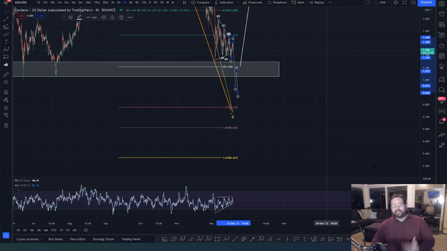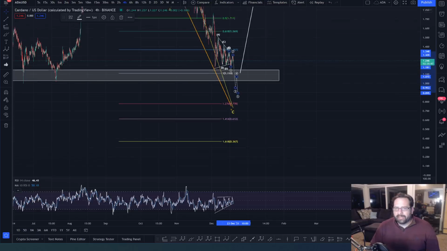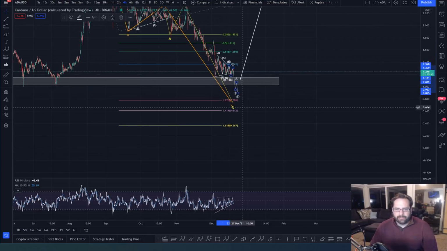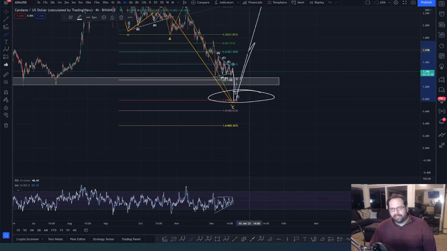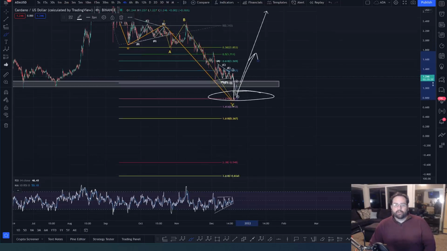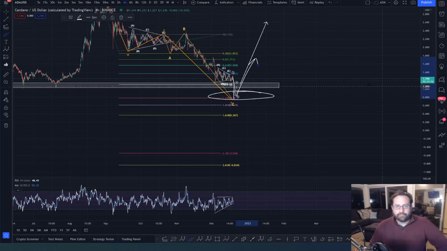I see a lot of reasons why I think this count is correct. It's letting me know that this move is about done, and what we would expect to see after this last move is a move back to the upside pretty swiftly and quickly. It might be a nice Christmas surprise.